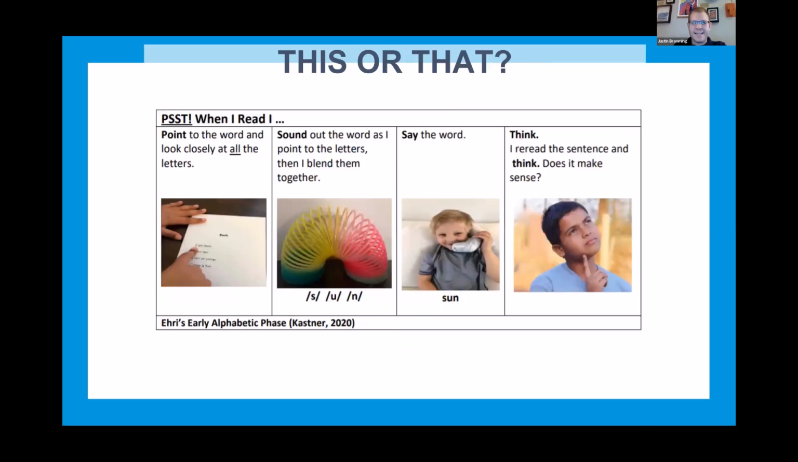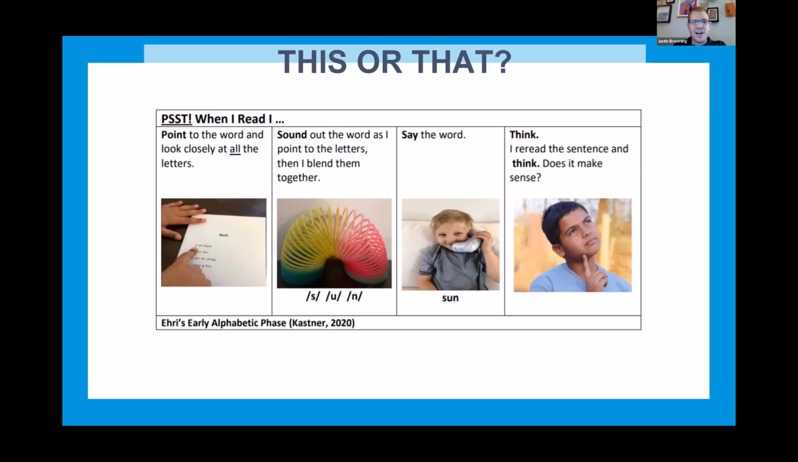This is one that is nice. So this is a little acronym, and this is one that could be used with our youngest readers. It's called PST, when I read. The P is point to the word and look closely at all the letters. We want them to attend to letters and letter sounds so that then they can blend the word together.